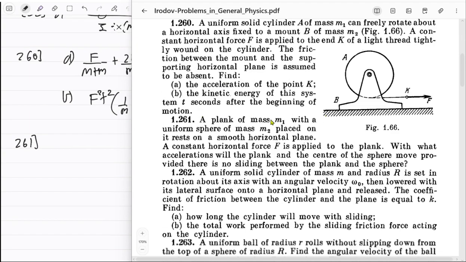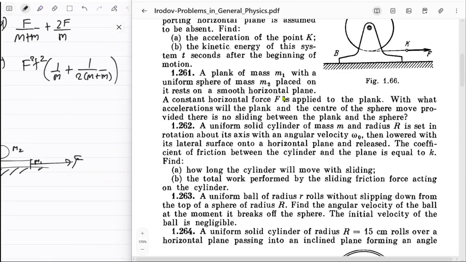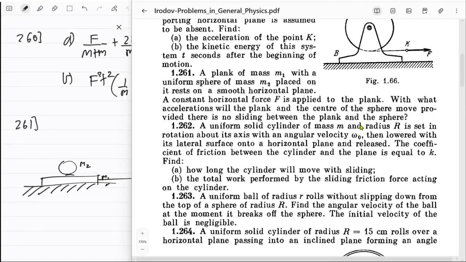A plank of mass m1 with a uniform sphere of mass m2 placed on it rests on a smooth horizontal plane. This is smooth. A constant force F is applied to the plank, in whatever direction, so we've got F in this direction. With what acceleration will the plank and the center of the sphere move, provided there is no sliding between the plank and the sphere? So the sphere is going to roll, and we've got friction in this direction.